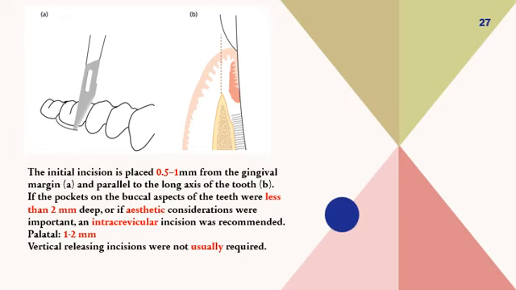In the palatal area, you can place the incision more subgingival, 1 to 2 millimeters, because it's not important from an aesthetic point of view, and also you have more keratinized tissue. Vertical releasing incisions are not usually required, but are also not contraindicated.